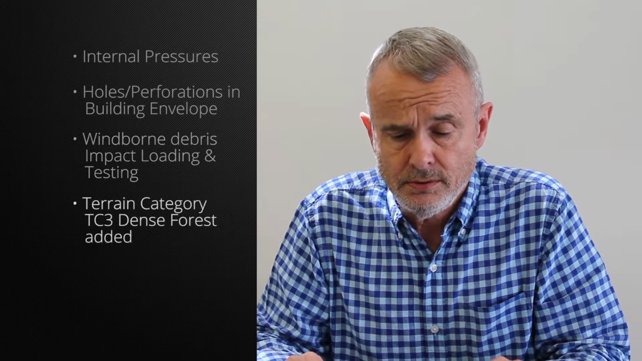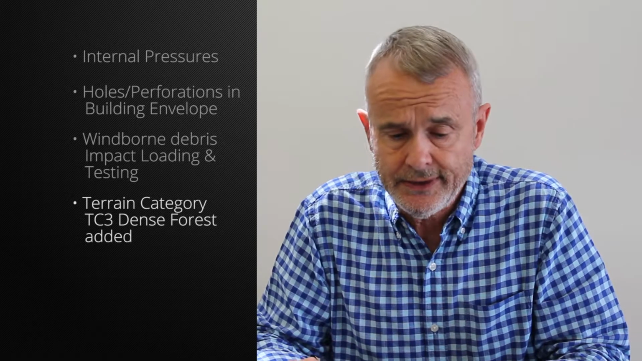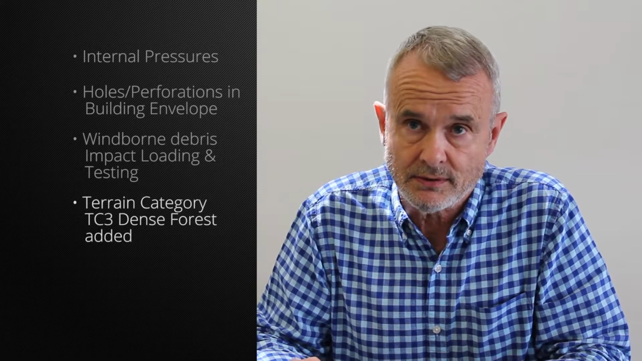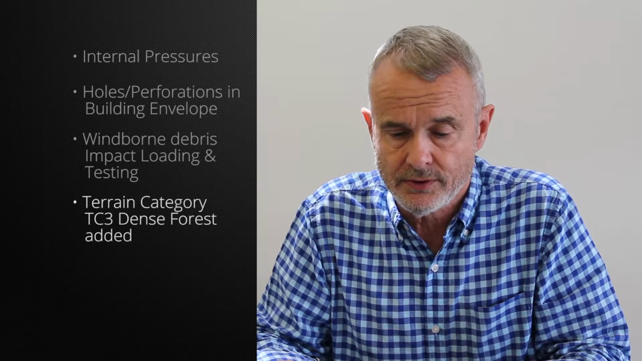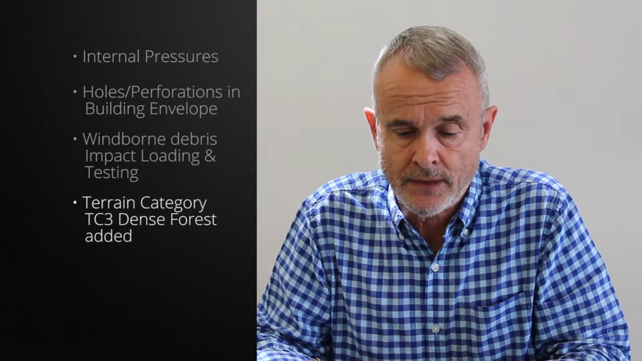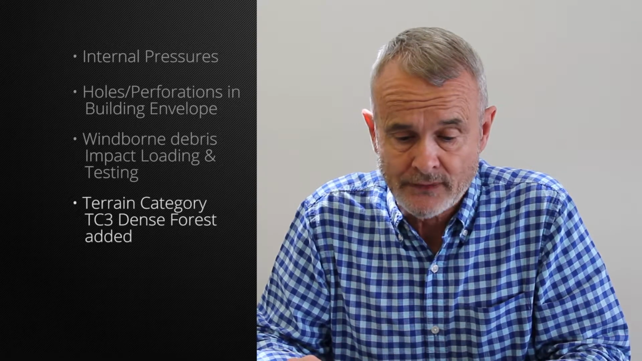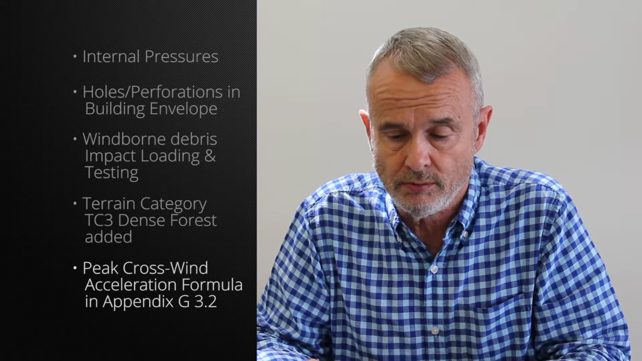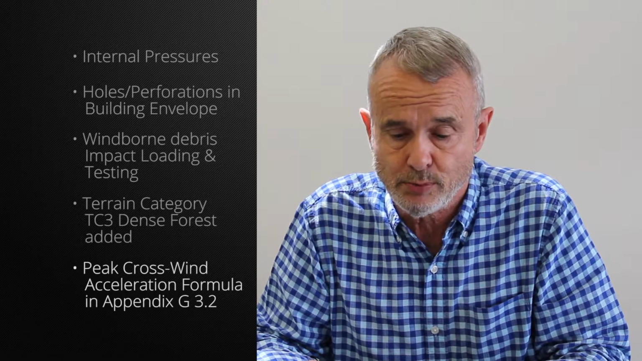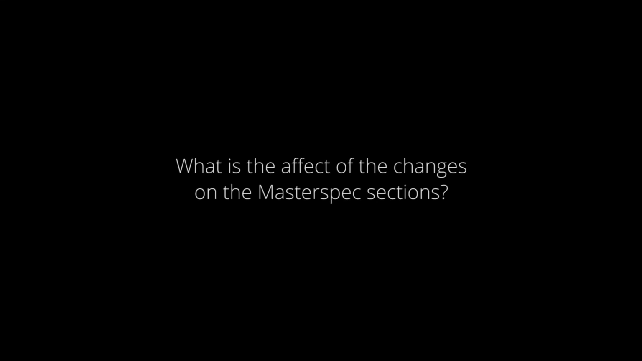And then to the terrain category, TC3, dense forests has been added for the effects on the terrain and the wind going over it, which is probably about time. And changes to peak crosswind acceleration formula in Appendix G 3.2. The general effect on Masterspec sections is very little.